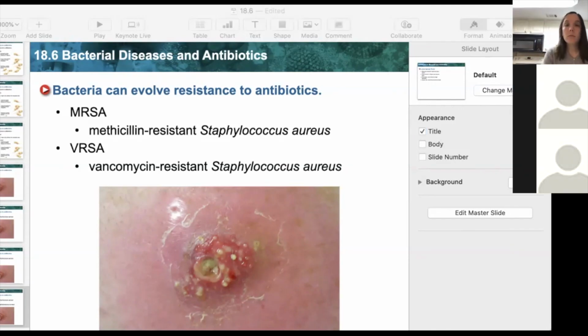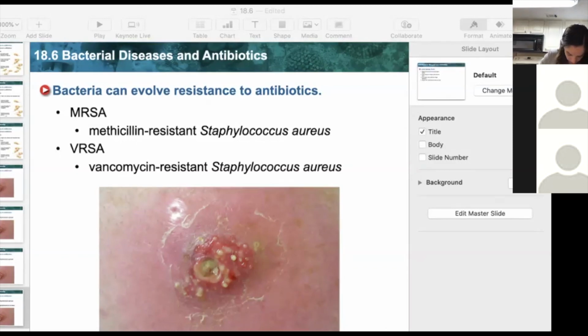Miss Holly? Yes, Emma? On number 5, I couldn't find the 2 reasons. Let's see, for number 5, what 2 reasons? We talked today about conjugation, right? So bacteria can transfer genes through conjugation. If one bacteria has a gene for resistance, it can transfer to the whole colony pretty fast that way. So that would be one reason.